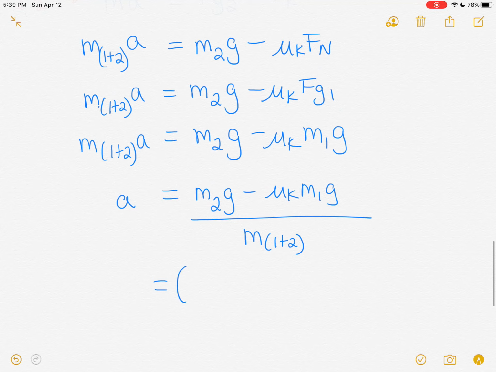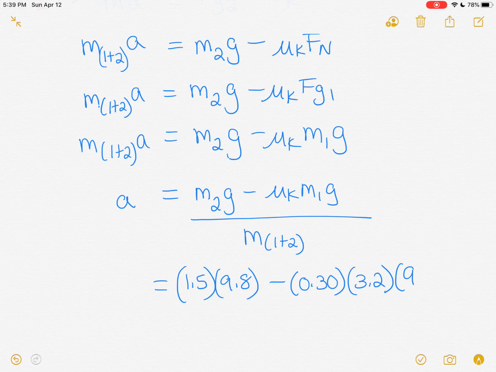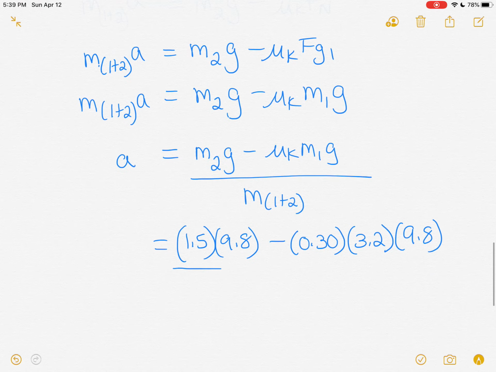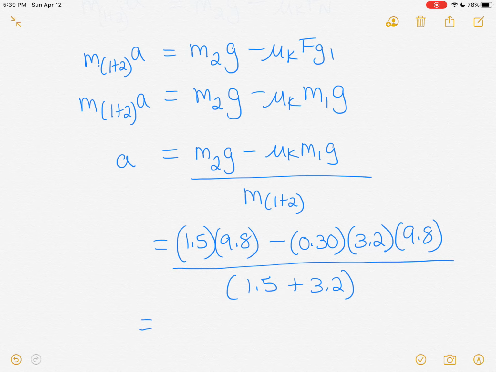Okay, so my m2 was 1.5 kilograms. G was 9.8. Just a reminder, mass has to go in kilograms. So if you ever have masses in grams, make sure you convert to kilograms. Our mu k was 0.3. Our mass of 1 was 3.2. G is always 9.8. And then our masses on the bottom here, we're going to have to add them together. So we have our 1.5 mass plus our 3.2 mass. So then we're just going to plug that into our calculators.